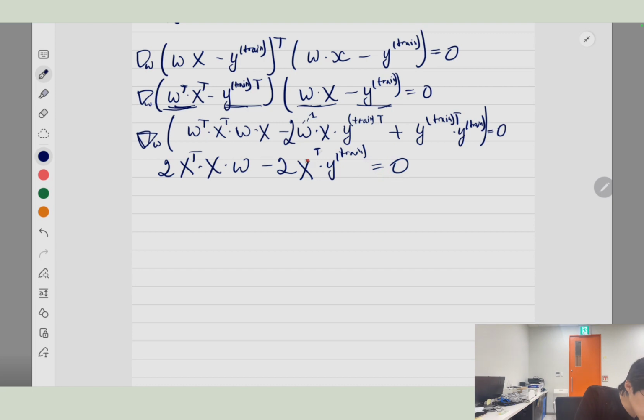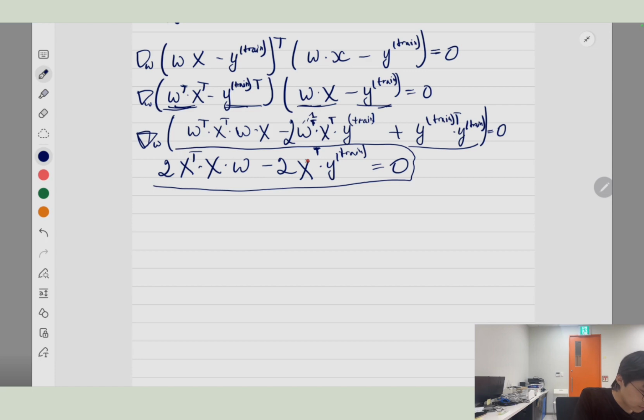Why do I write x transpose without x? Because here I can write transpose and here transpose. In that case, I will receive y transpose and y train as itself. And this one we will not touch because it will be some kind of constant number. Now we receive this, so that's our final formula.